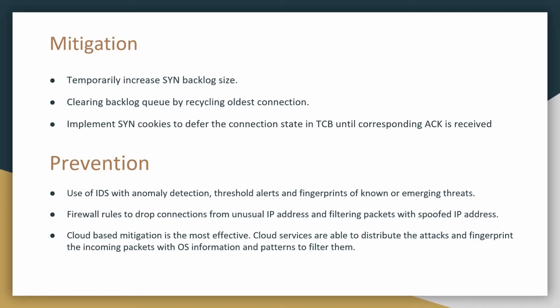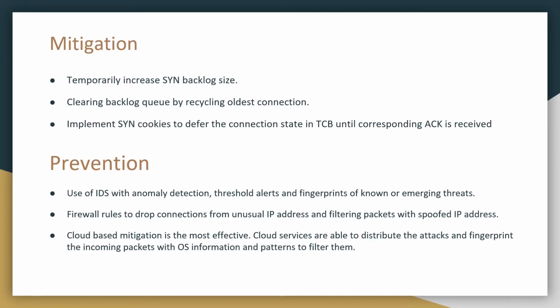Now for prevention. Use of IDS with anomaly detection and threshold alerts can be used to assure fast and accurate detection. Firewall rules to drop connections from unusual IP addresses and filtering packets with spoofed IP addresses can be used, but it's not as effective if the incoming traffic is from botnets.